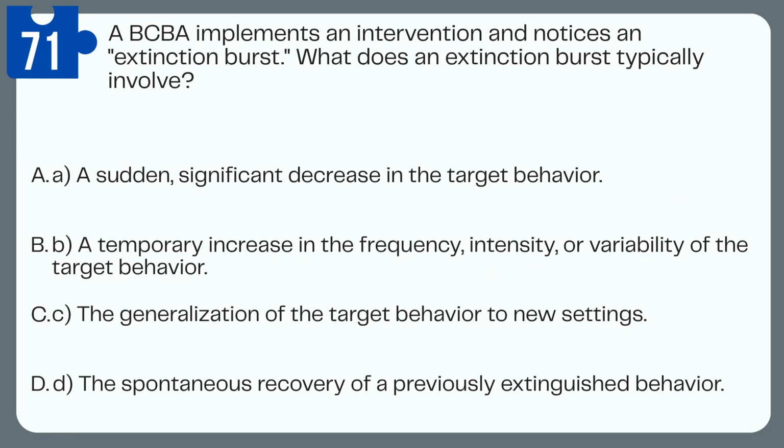Question 71. A BCBA implements an intervention and notices an extinction burst. What does an extinction burst typically involve? A. A sudden, significant decrease in the target behavior. B. A temporary increase in the frequency, intensity, or variability of the target behavior. C. The generalization of the target behavior to new settings. D. The spontaneous recovery of a previously extinguished behavior.